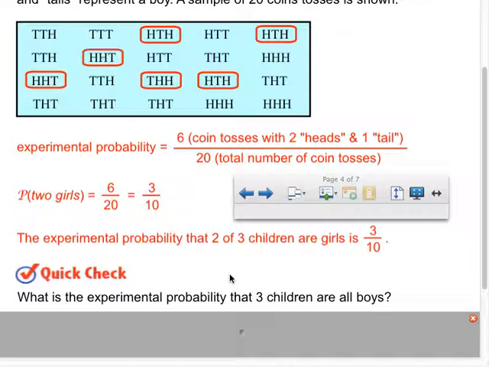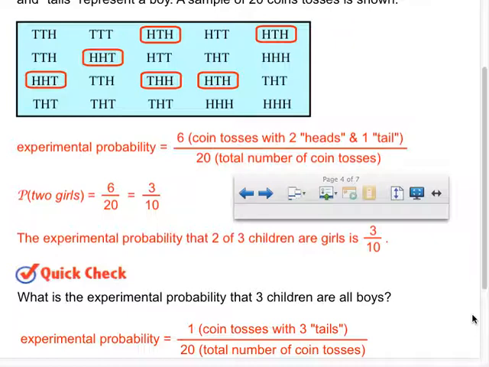So what am I looking for? Triple what? T. Okay. How many times did that happen? Once. Just once? So what's the experimental probability that all 3 of the kids are going to be boys? 1/20.